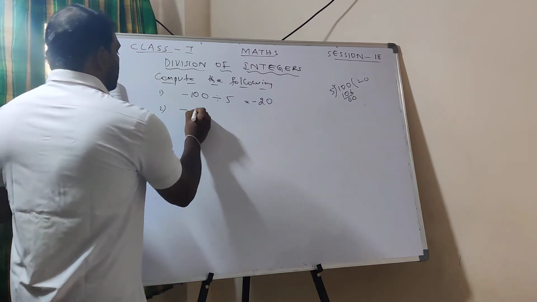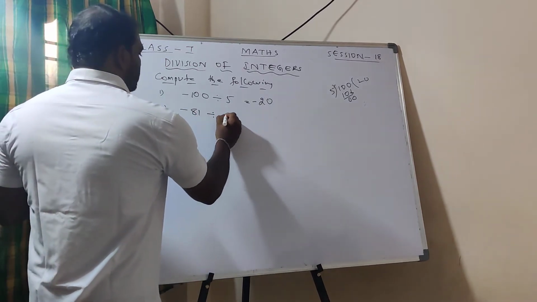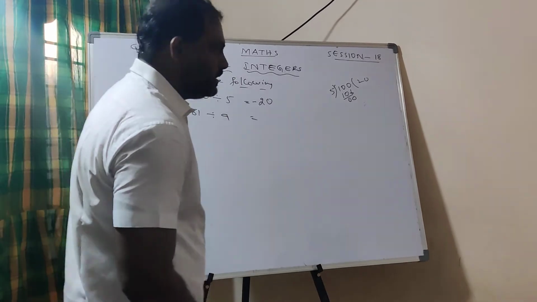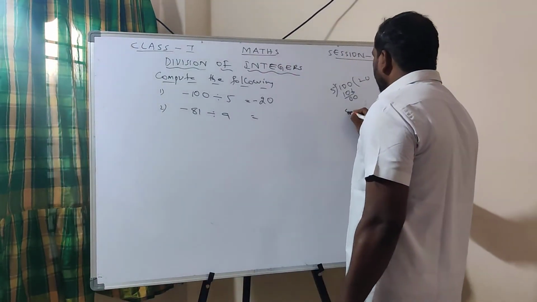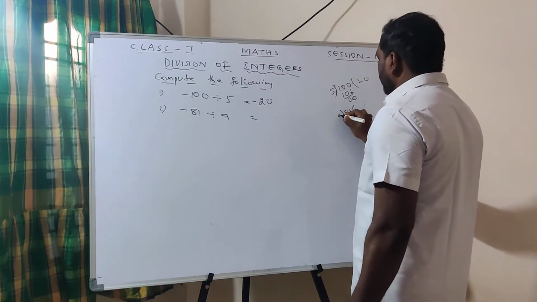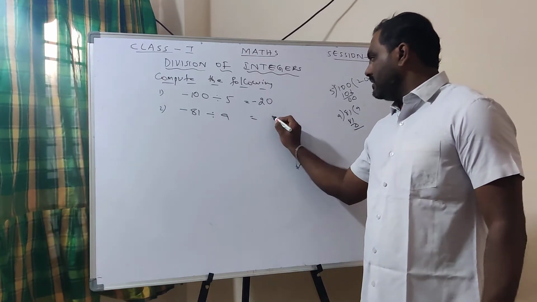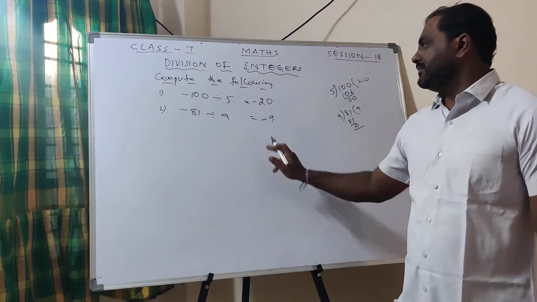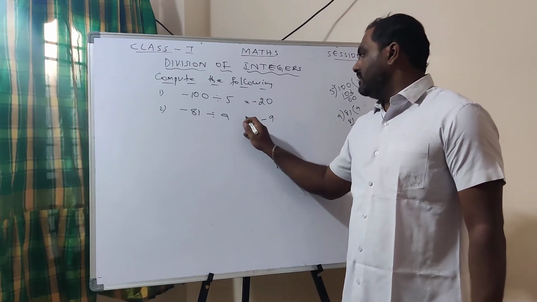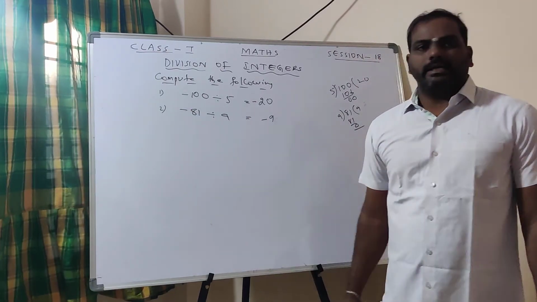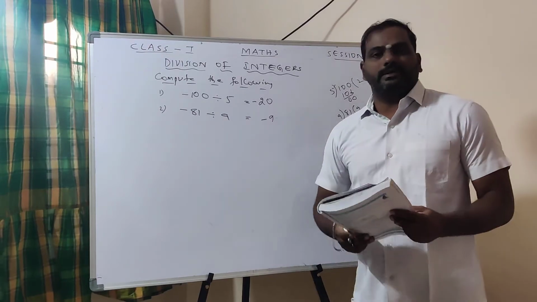Next, second question. This is also the same: minus 81 divided by 9. So how to do it? 81 divided by 9. 9 nines are 81. What is the answer? It is 9 and the symbol is minus. Why should I write the minus? Because 81 is a negative integer and 9 is a positive integer.